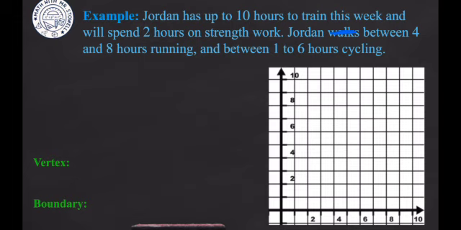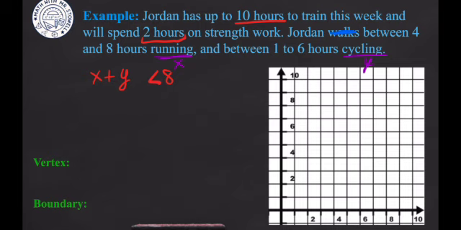So we are going to set up a system of inequalities. We know that he wants to work at least 10 hours, but 2 of them is already spent. So instead of saying 10 hours, let's say he needs at most 8. One of these we're going to say is x, the other one we're going to say is y. The running is going to be x. The cycling is going to be our y value. So if we add our running and cycling hours together, it should be those 8 hours because we already had the 2 hours taken care of.